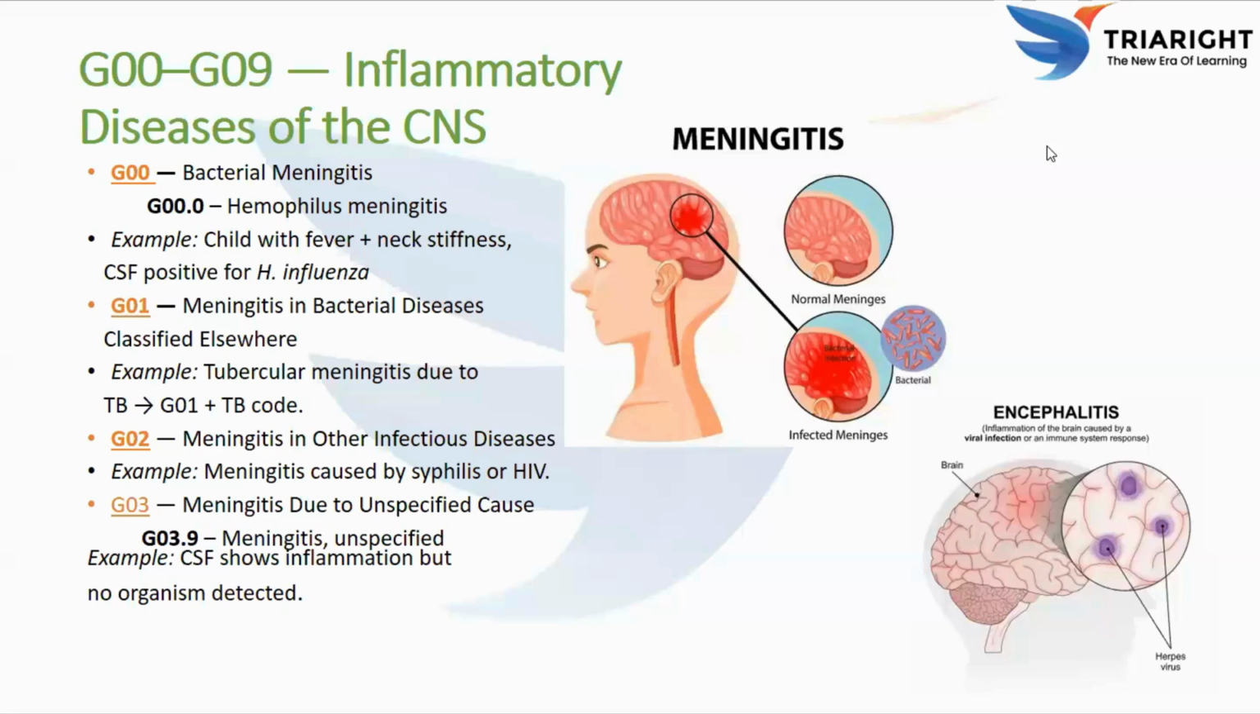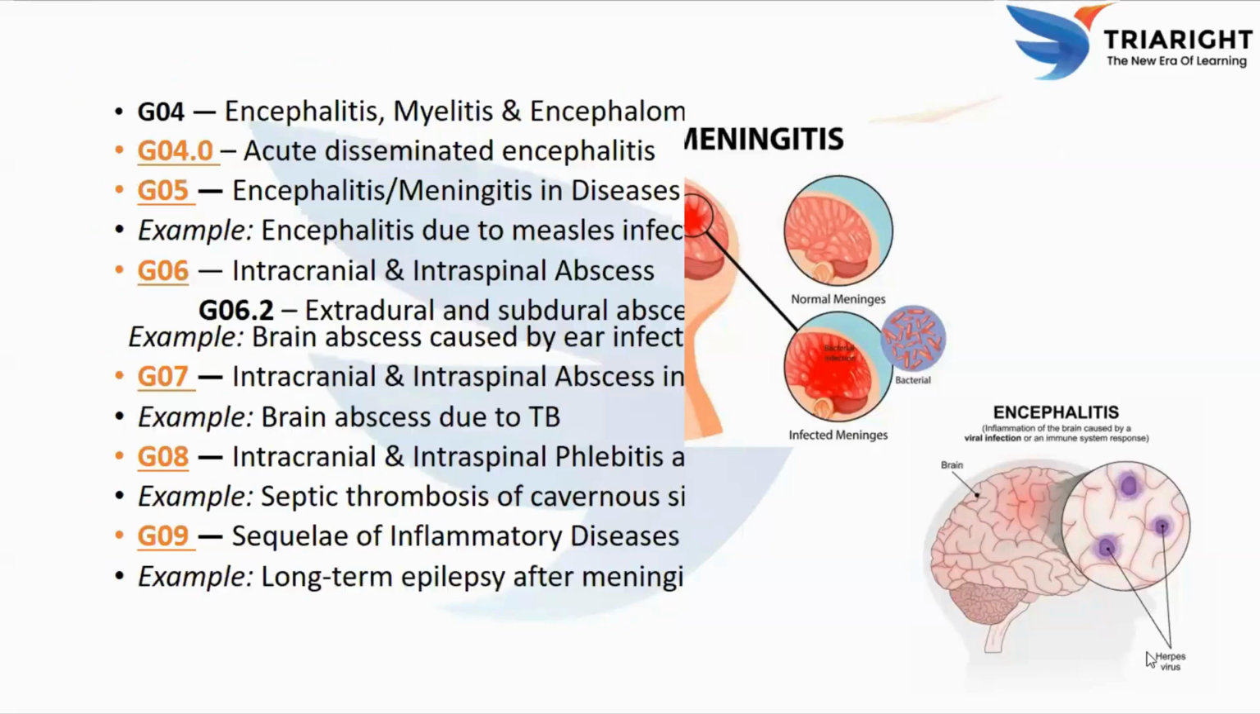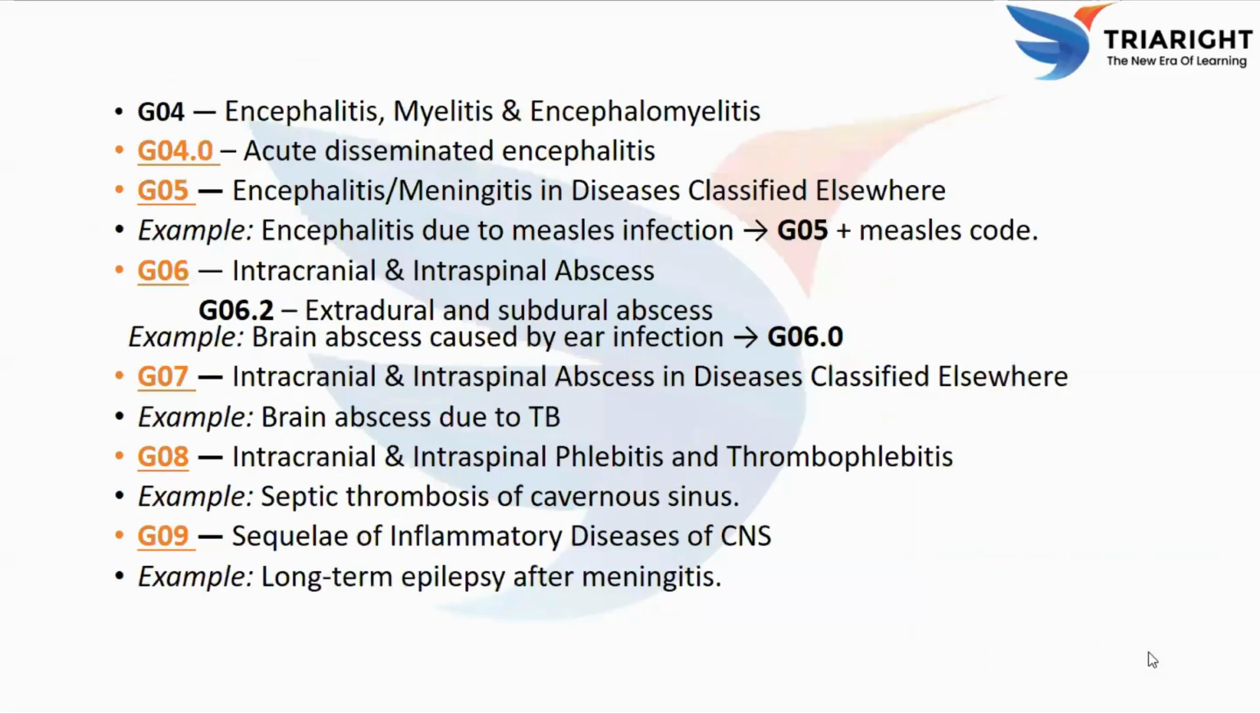So this is about meningitis and encephalitis. Next, coming to the G04 to G09 series, these are also inflammatory diseases of the CNS. So what is G04? It's encephalitis, myelitis and also encephalomyelitis.